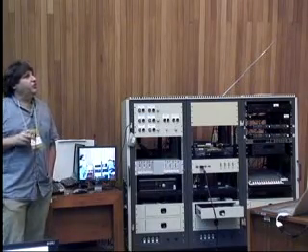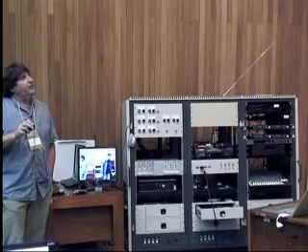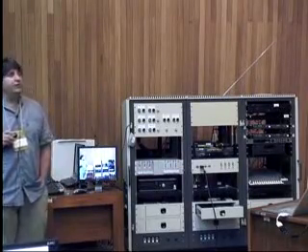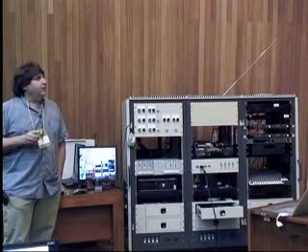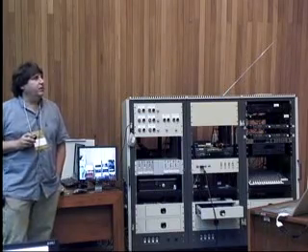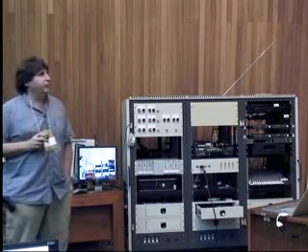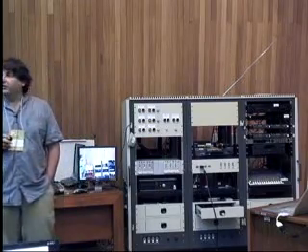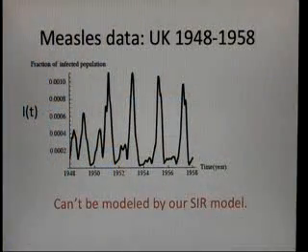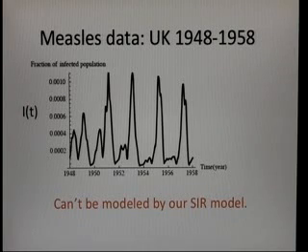Okay, so consistency: we proved that the limits S infinity, R infinity, I infinity exist. I showed you this measles data from the UK in the 10-year period, 1948 to 1958, which was pre-vaccination. Something I didn't point out, which is going to be important later, is the period. There's a 2-year period there. And the next model is going to recover that period, as you'll see.